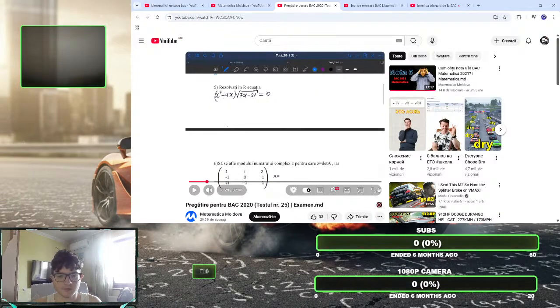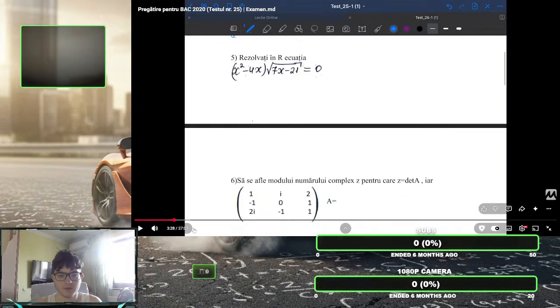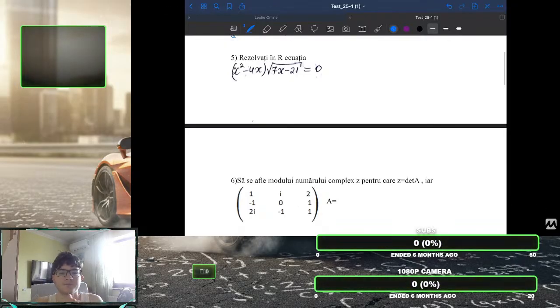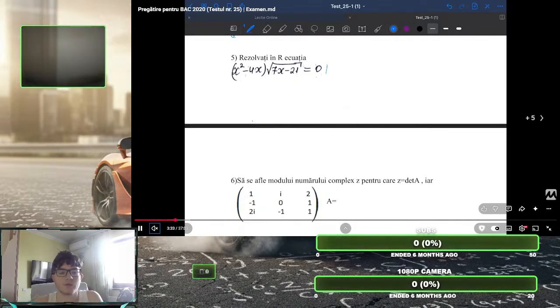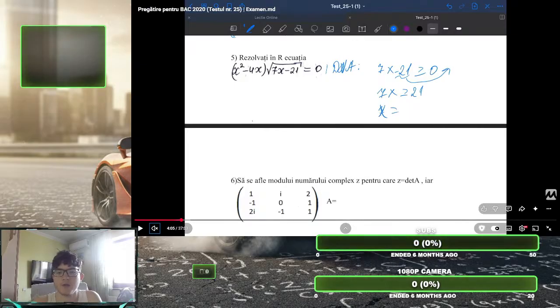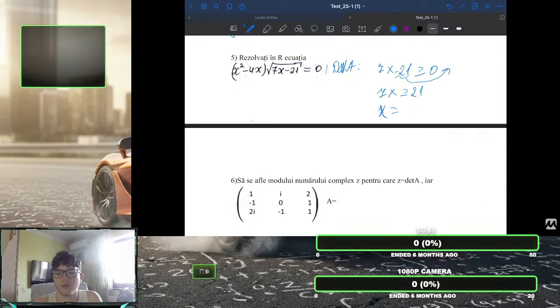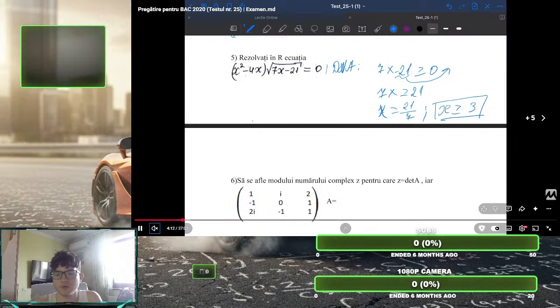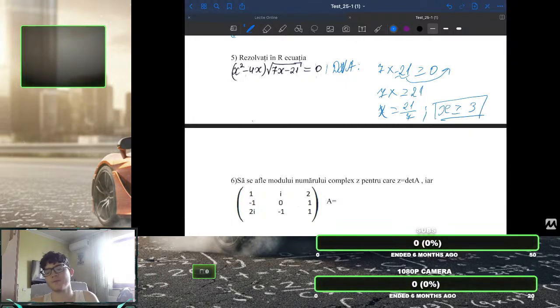Alright, here we go. We got this equation right here. And basically, in terms of the domain of validity, 7x minus 21 is bigger or equal to 0, right? So solve this, 21 goes to the right, so x will be bigger or equal to 3. So basically it's from 3 till plus infinity, with 3 included.